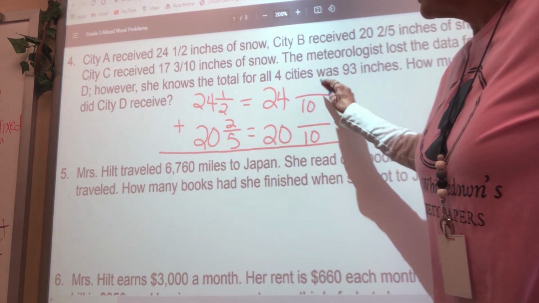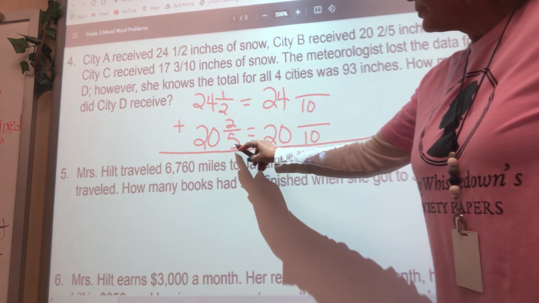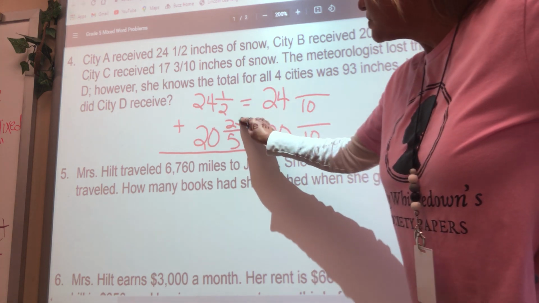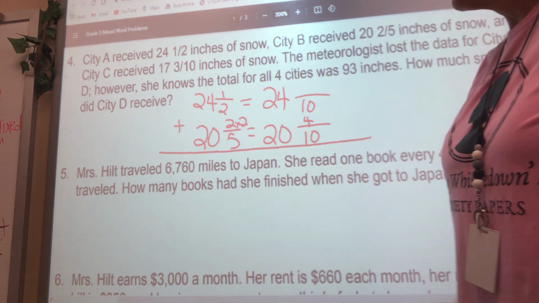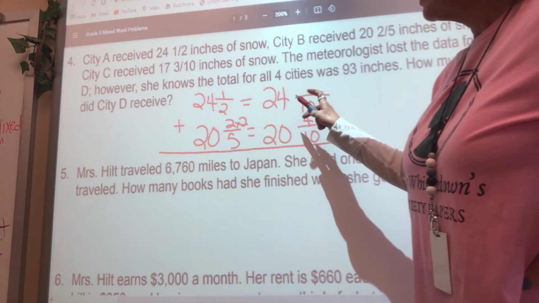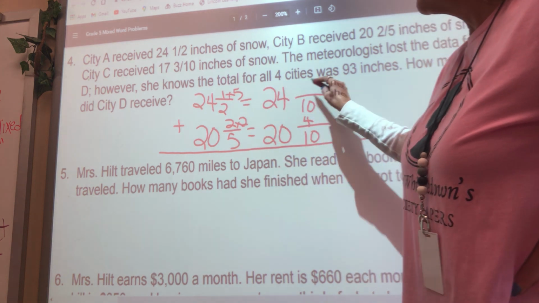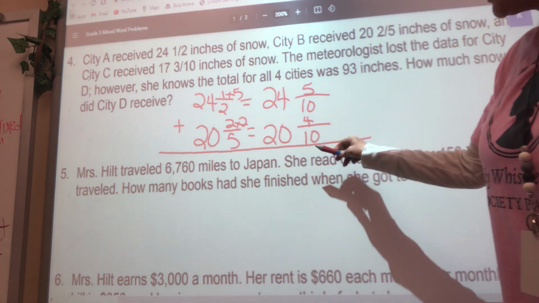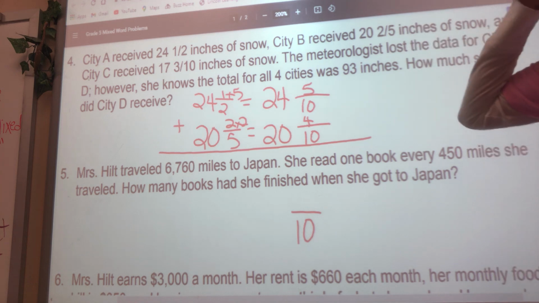And remember, if we get a new denominator, we have to get a new numerator. What would I have to do to 5 to get 10? I would have to multiply it times 2, so I would have to do that here also, and my new numerator would be 4. What would I have to do to 2 to get 10? Well, I'd have to multiply it by 5, so I have to do that here also, so my new numerator will be 5. We bring down our common denominator, so we keep that. That's why we got it in common.